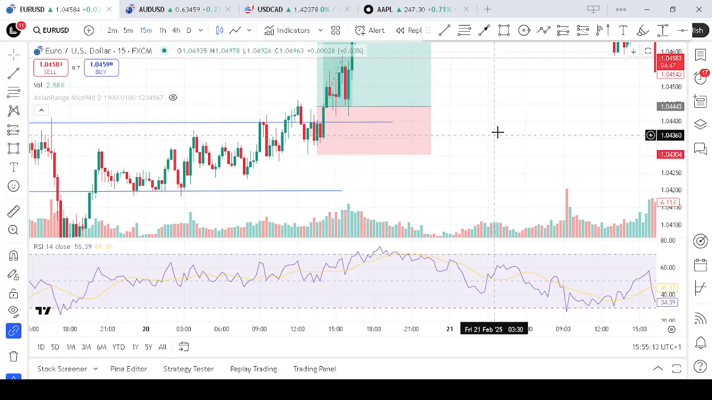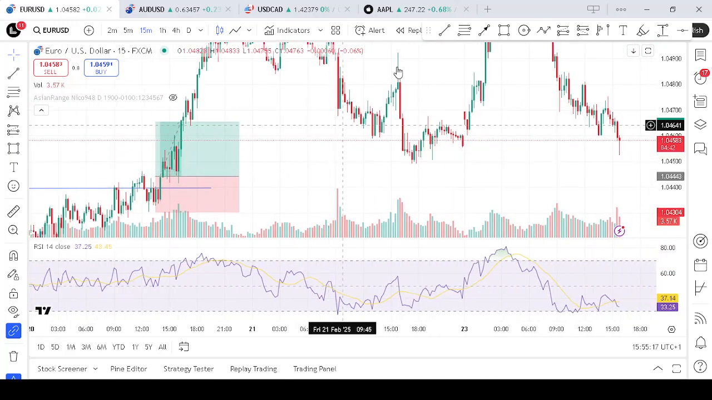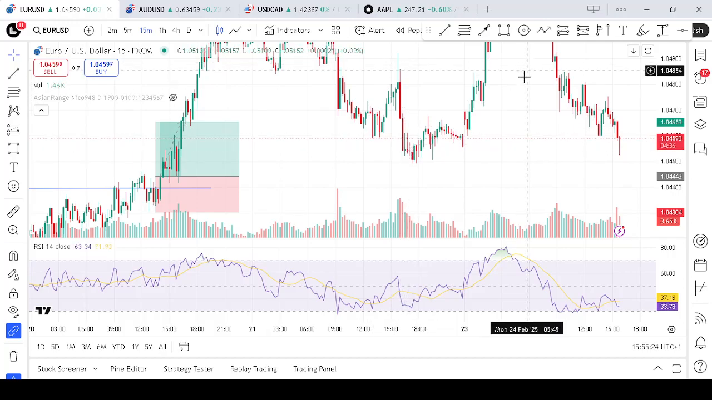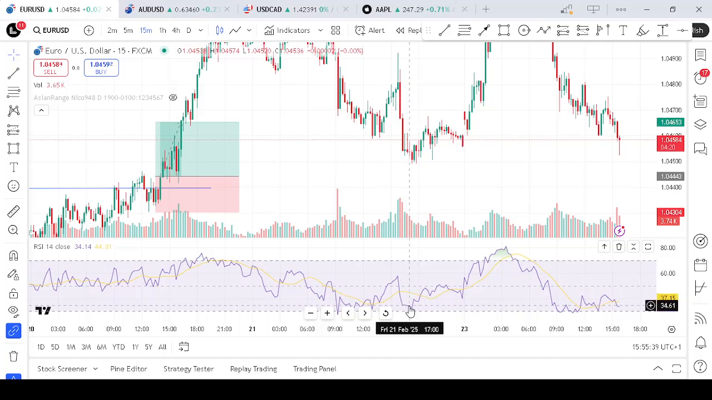Then in case of a bearish trend, let's look at this area where we saw price trading to the downside. We can see that the RSI was below 40 to 30. This shows that there is a strong bearish presence or bearish momentum coming into the market. Now that's the first strategy.